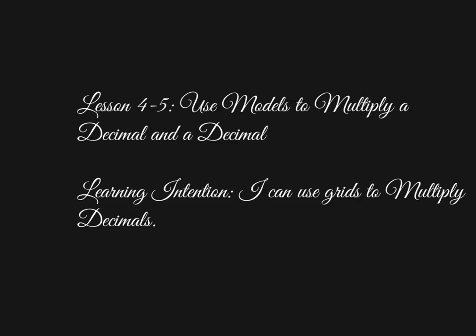This is lesson 4.5. You use models to multiply a decimal and a decimal. Our learning intention is I can use grids to multiply decimals. So this whole entire lesson, you'll be multiplying a decimal and a decimal, not using the standard algorithm, but using the hundreds grid. By the end of this lesson, you should be able to color in a grid correctly to help you multiply a decimal and a decimal.